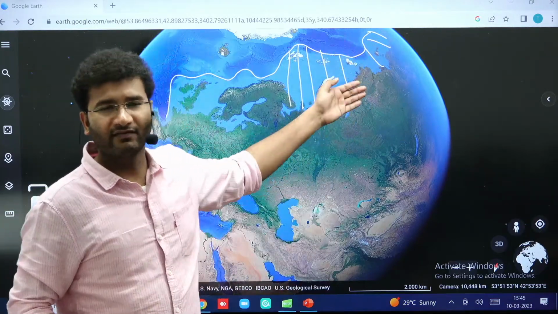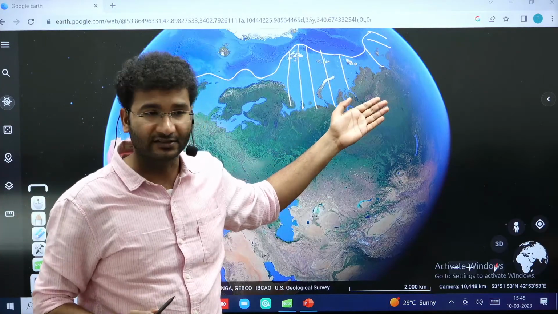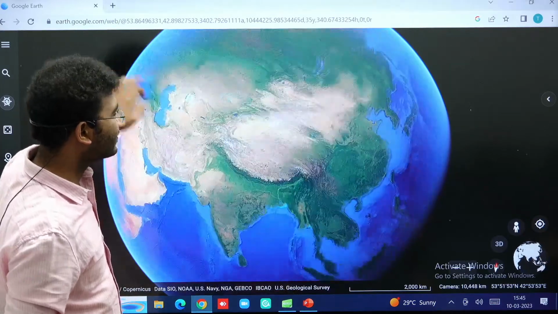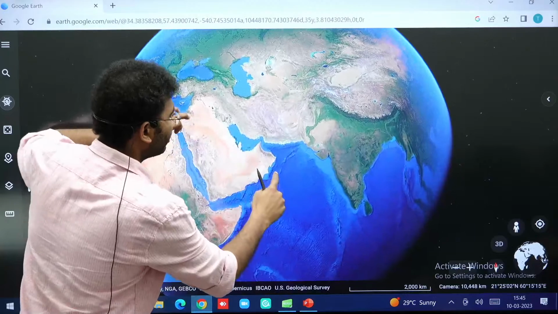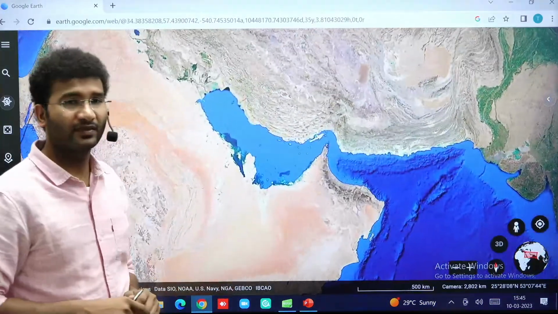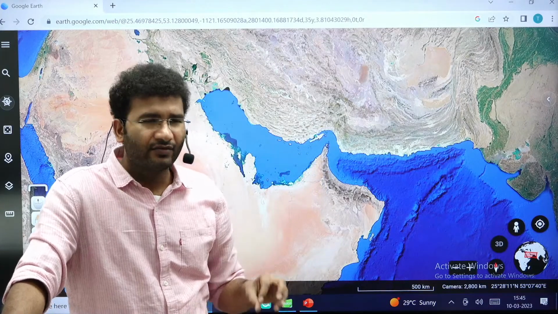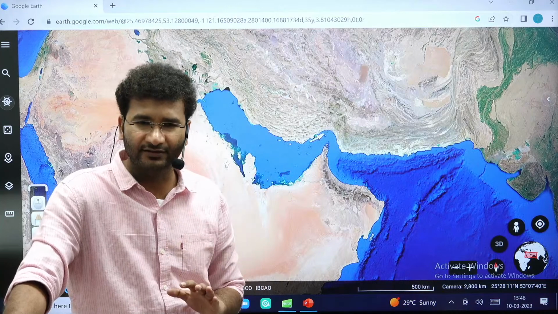Now on an average, here the continental shelf can go up to 500 to 800 kilometers. And you come back, there are seas. If you go to the Caspian Sea, or if you go to the Persian Gulf, this is your Persian Gulf. You know, what is the depth of the Persian Gulf? It is hardly a few hundred meters, not many kilometers also, only a few hundred meters.